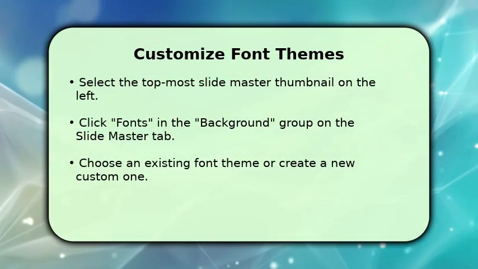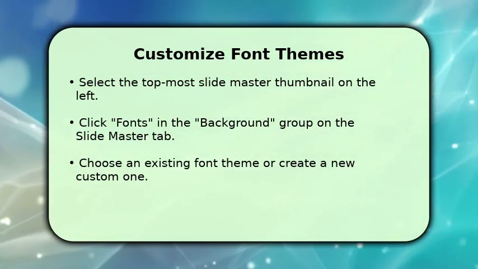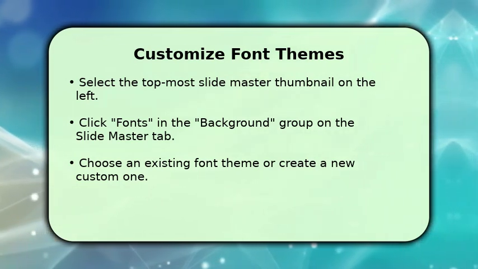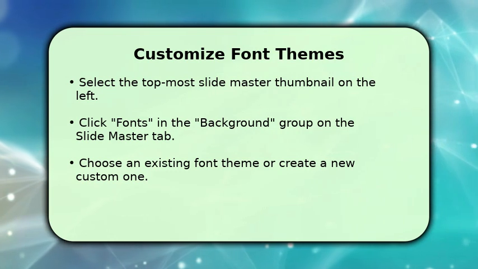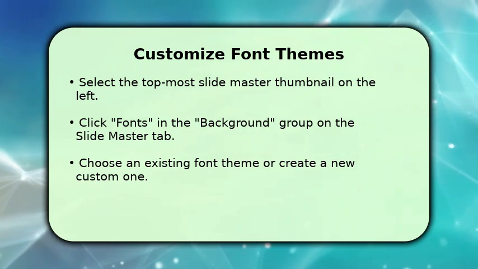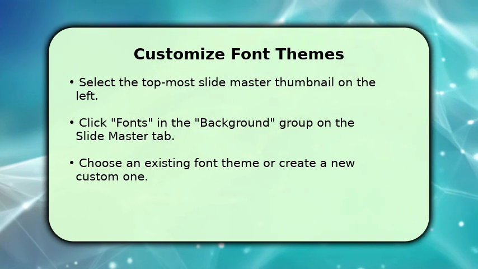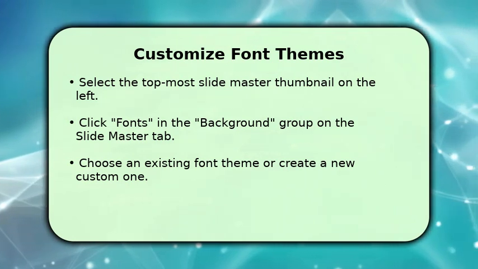Now that you are in the Slide Master view, look at the left-hand pane. You'll see a series of thumbnails. Make sure to select the very topmost thumbnail, which represents the main Slide Master. With this selected, navigate back to the Slide Master tab in the ribbon. In the Background group, click on the Fonts drop-down menu.